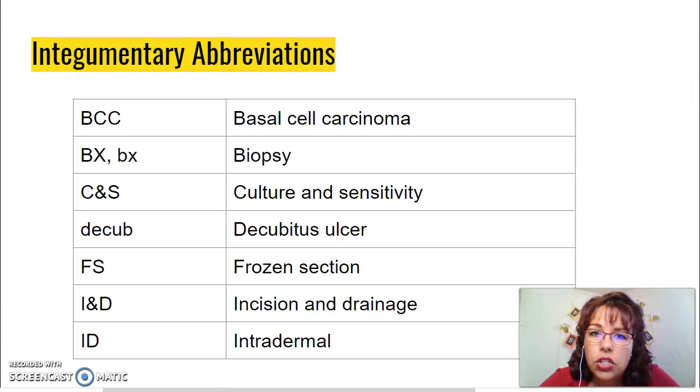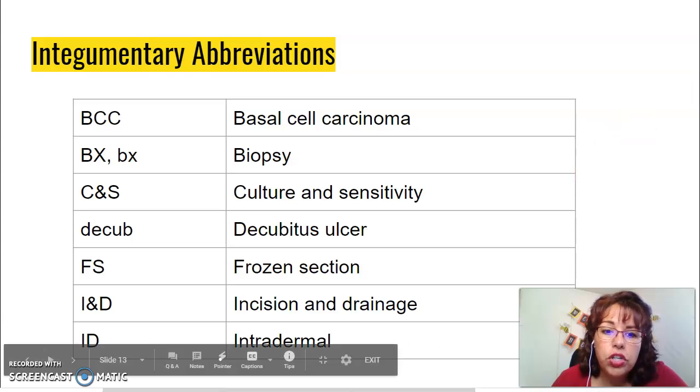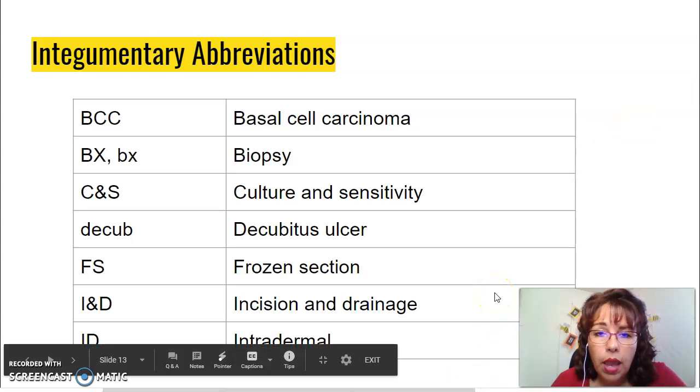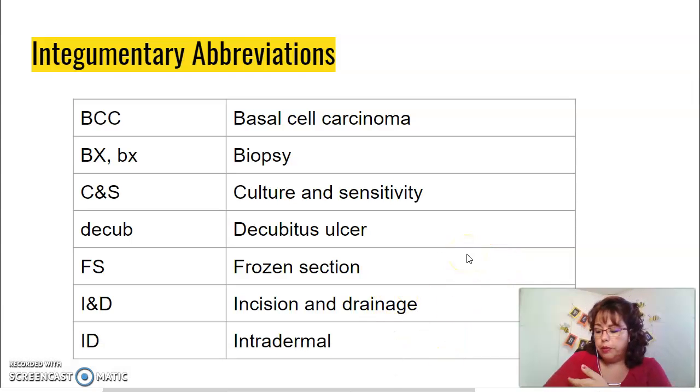I&D, incision and drainage. They're going to make a cut, and they're going to have what's inside drain out, whether that's fluid or pus. Sometimes they put a tube in to help with the drainage. Sometimes they just open it. It depends what's going on. ID refers to intradermal. AL pertaining to, intra, within, and derma, skin. That can be like a shot or injecting something right under the skin.